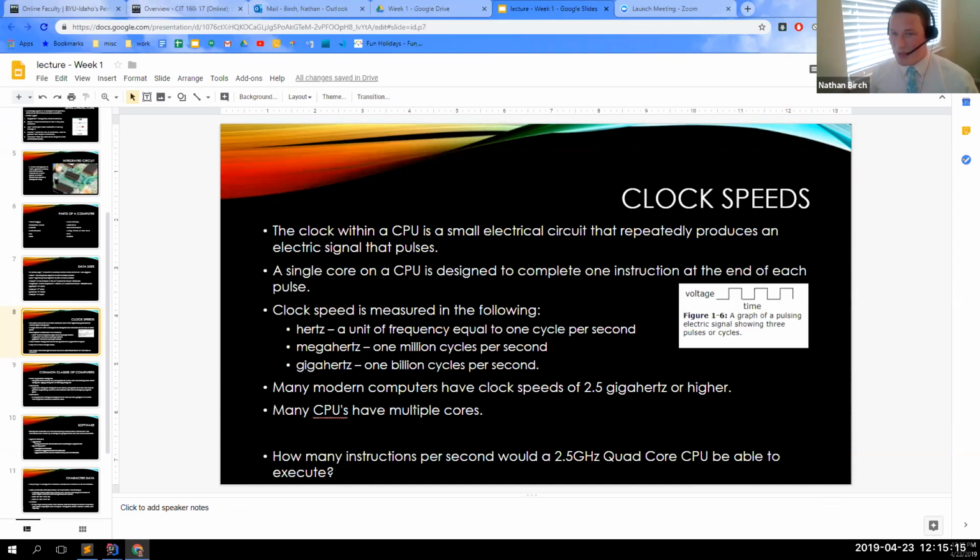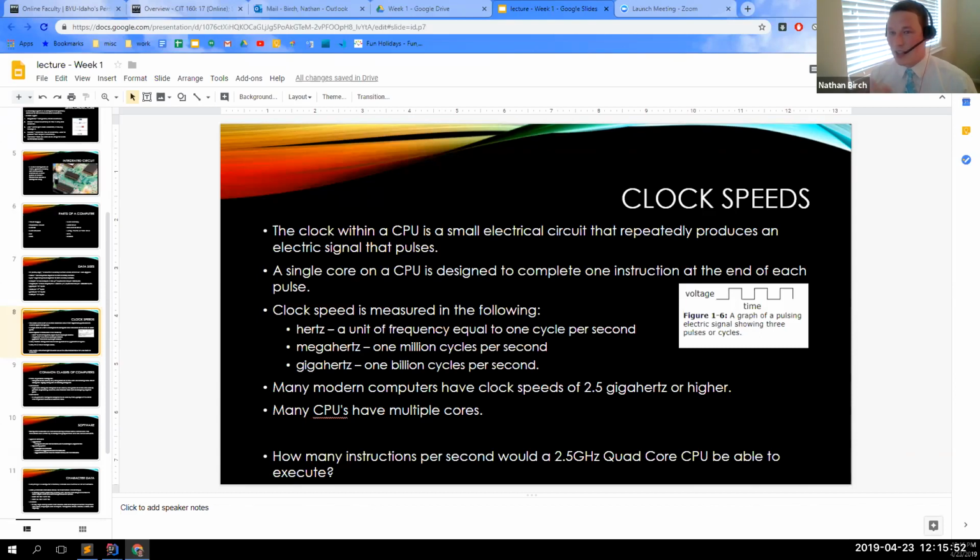So really, all a CPU is, is something to monitor tasks that are being executed within a computer. It does this by having a clock speed, which is a small electrical circuit that repeatedly produces an electric signal. For example, every second, a CPU will be able to execute X thousand number of tasks. And these are little things. It could be transferring a bit or a byte of data across the bus or something like that, or actually calculating math.